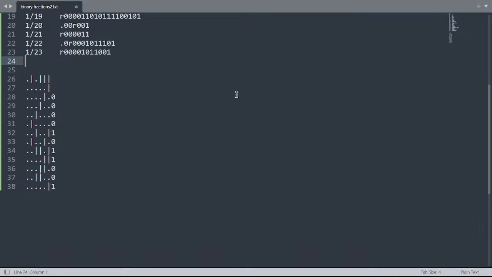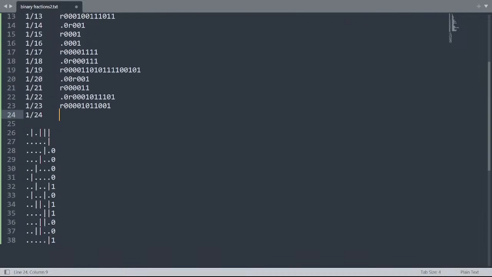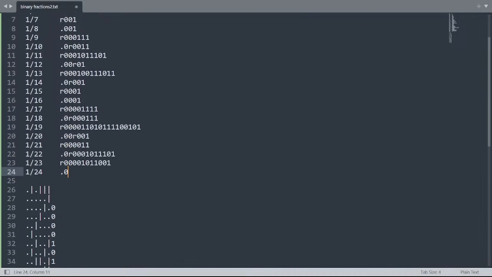Okay, we keep going. 1/24. If we go up here to 1/12, that's 0 0 0.